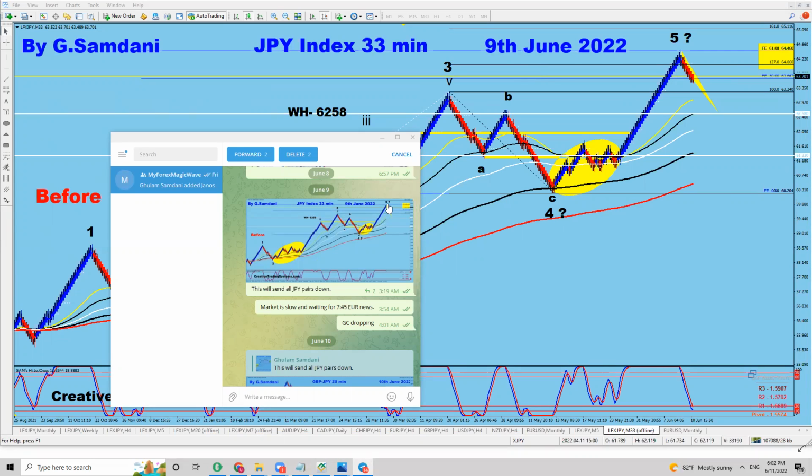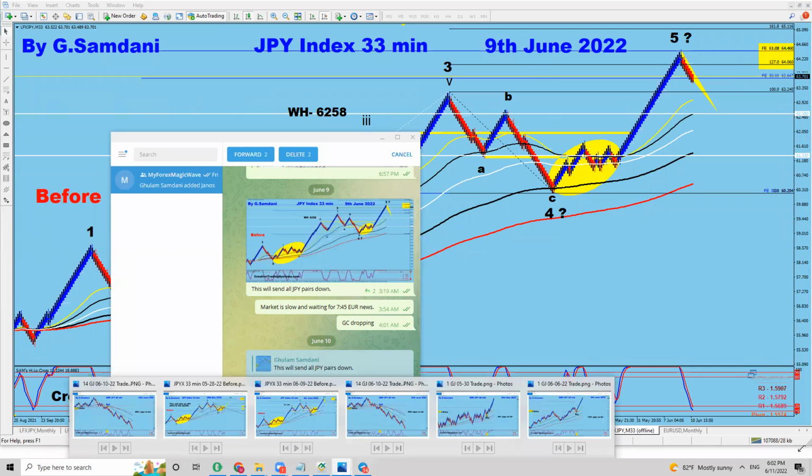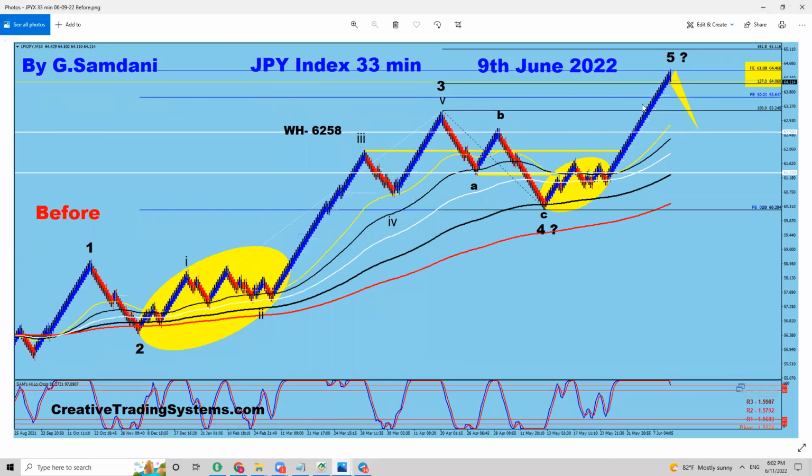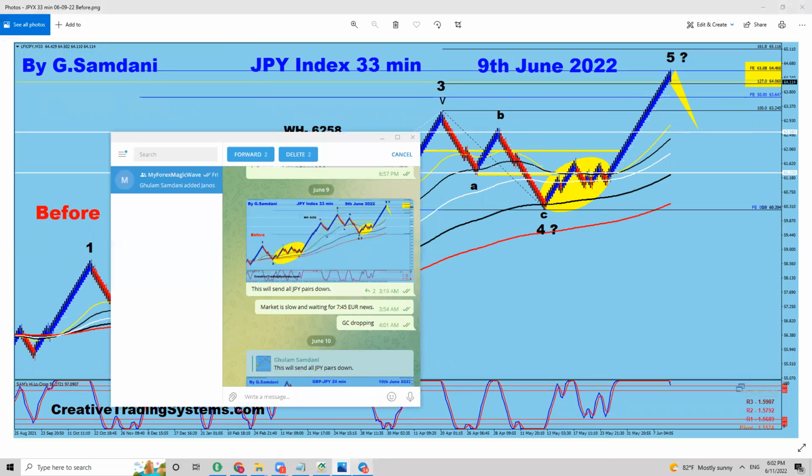That it was here. So I said, we're gonna drop. This is the chart here. See that? This chart? So I posted here a chart and I said, this will send all yen pairs down. Go look at it. Every single thing went down on Friday. Not every single thing, but all yen pairs.